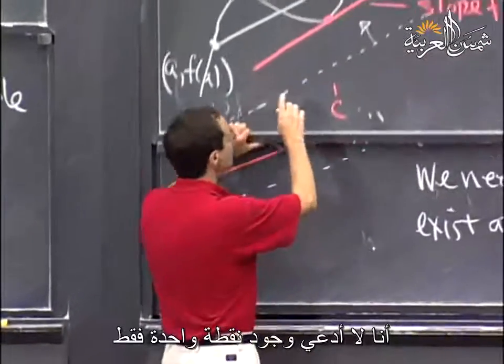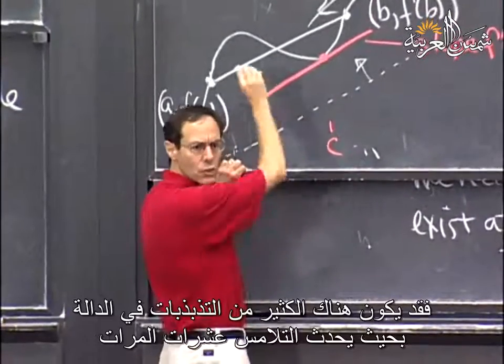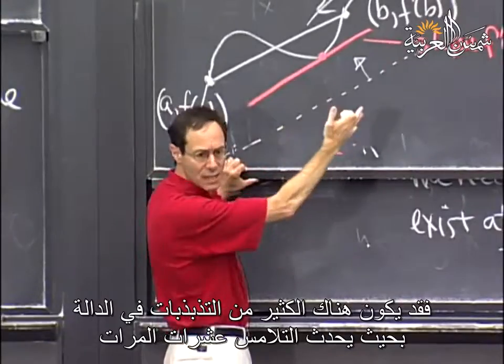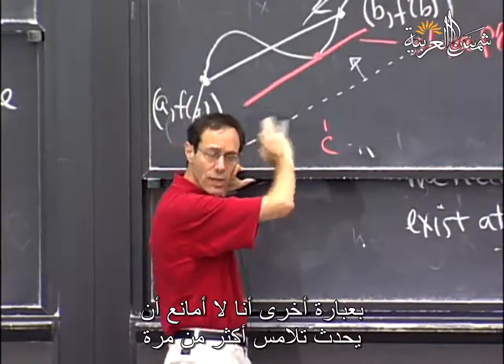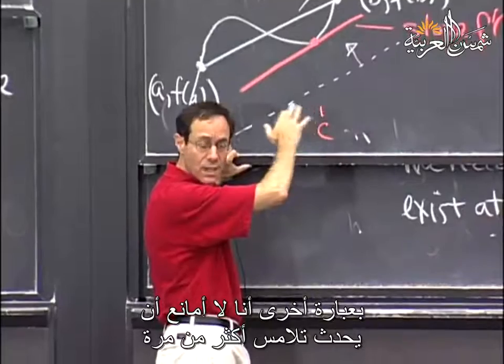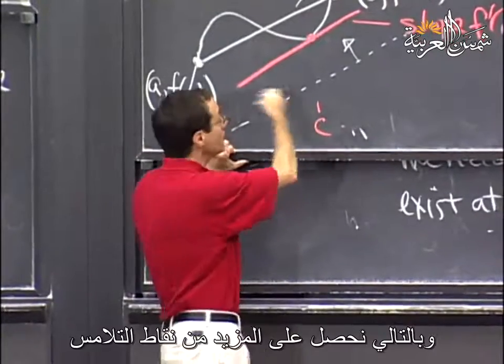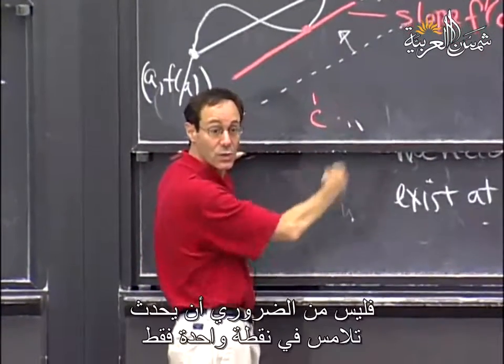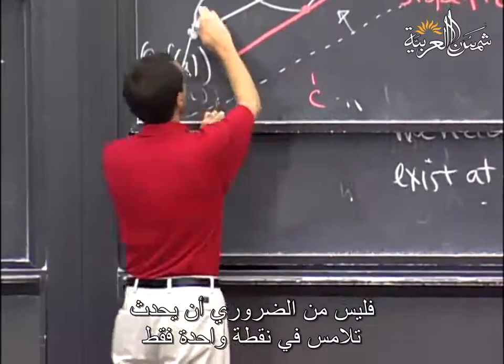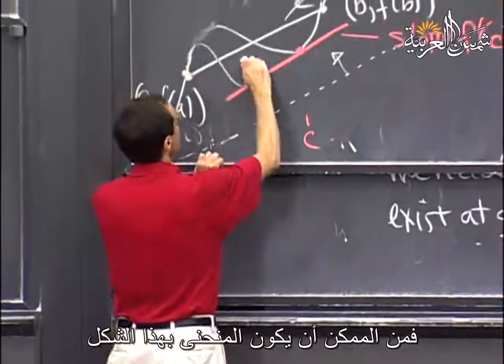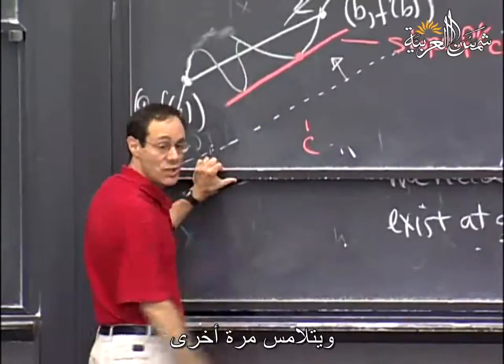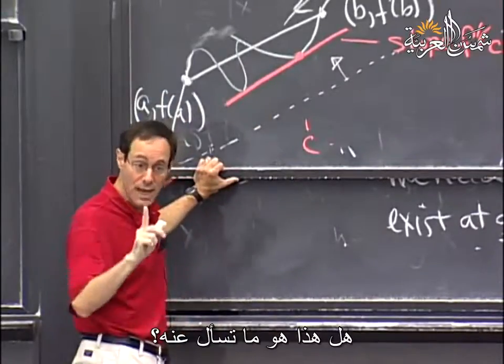So I'm not claiming that there's only one point. This could wiggle a lot of times, and it maybe touches at 10 places. In other words, it's okay with me if it touches more than once. Then I just have more. The more the merrier. In other words, I don't want there necessarily only to be one. It could come down like this and touch a second time. All right? Is that what was concerning you?